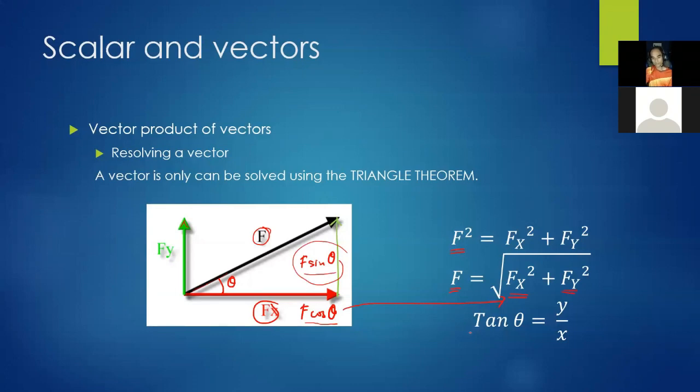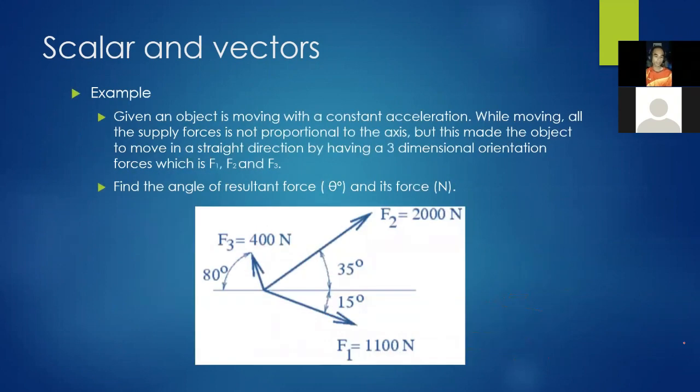Tangent theta: if you want to find how much the angle is, you take the value of F sine theta, a number, and put it on the y, and F cos theta, a number, on the x. You divide it, and then you have tangent theta equals y over x with a value. So tangent inverse, then you get the angle in degrees. Okay, it is simple math. Next we have an example over here.